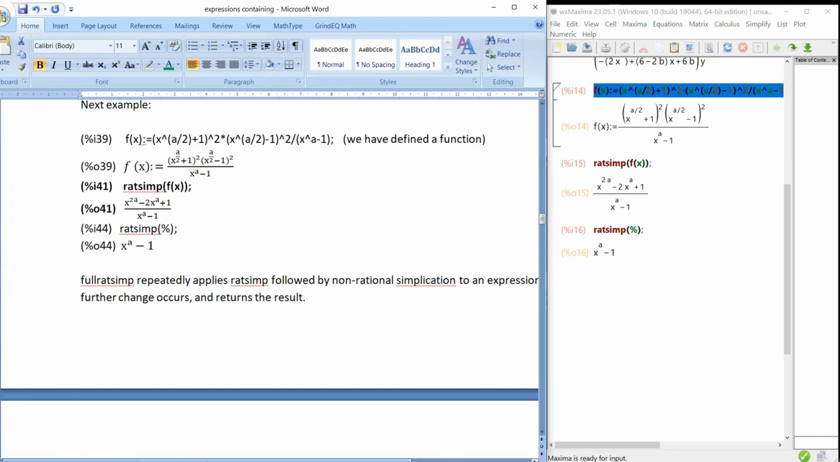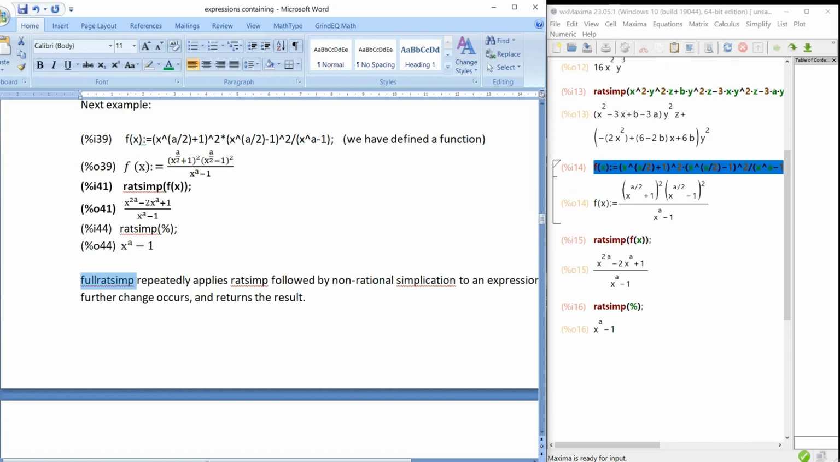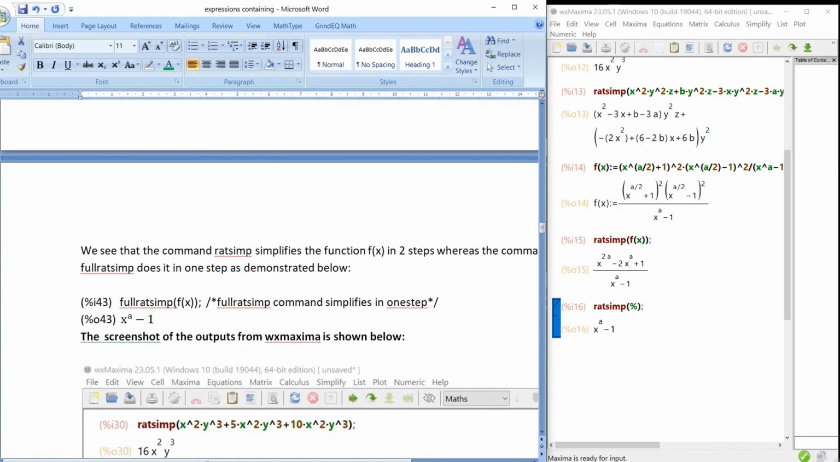Okay, now we are dealing with ratsimp. We have another function also, that is fullratsimp. Here ratsimp has evaluated the given algebraic expression in two steps. You can see this step and this step. If we apply fullratsimp, this function will do the job in a single step. Okay, let us see. We apply fullratsimp.